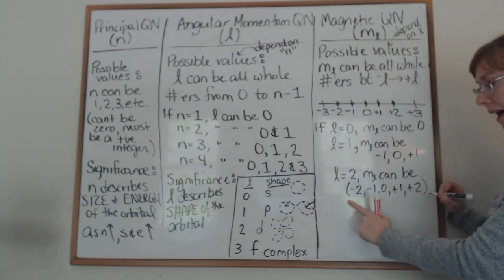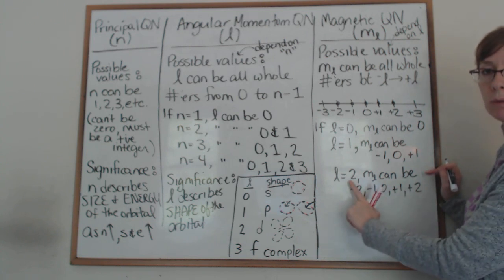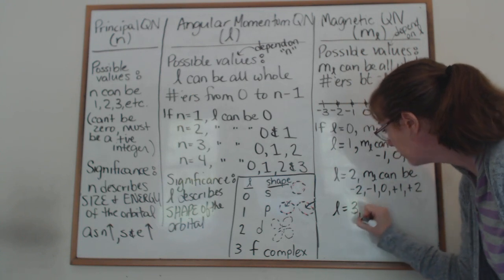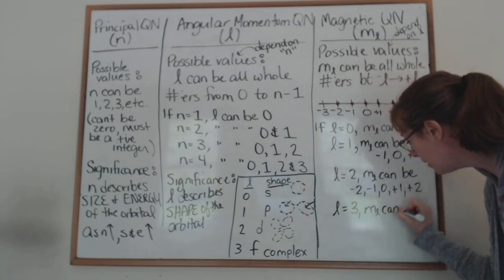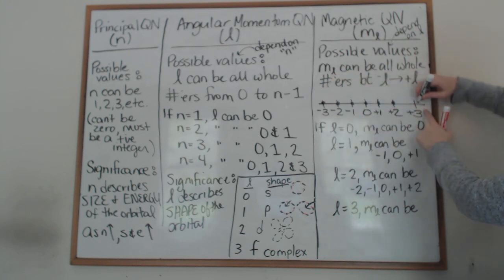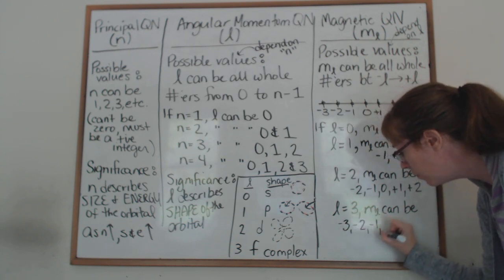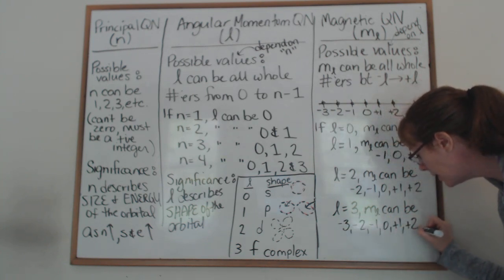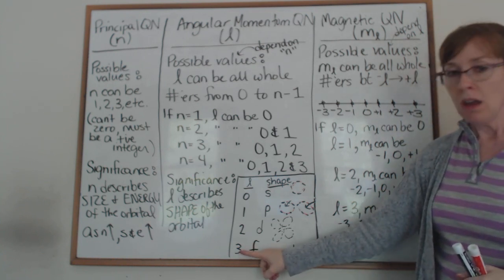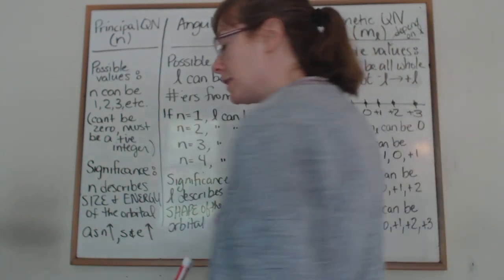So you can actually have 5 different ML values (in parentheses) when L is equal to 2. And then when L is equal to 3, ML can be all the numbers from negative L all the way up to positive L. So you just list them: negative 3, negative 2, negative 1, 0, positive 1, positive 2, positive 3. And that is where we stop because, like I said, on the modern periodic table, there are no L values bigger than 4. Or, sorry, bigger than 3.